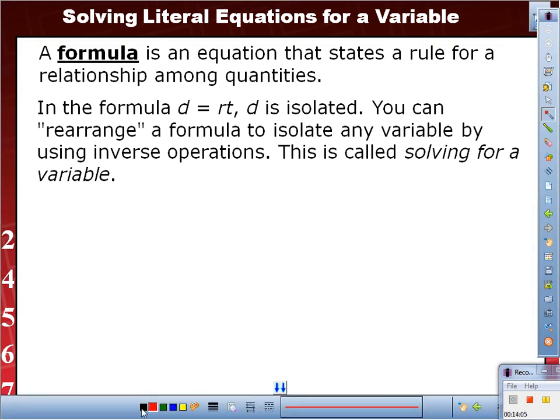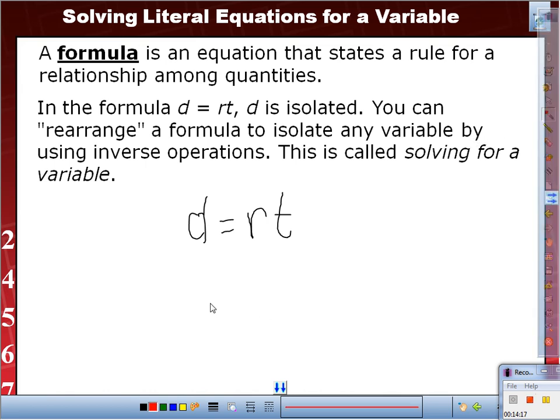So let me elaborate on that. Let me give you this equation: D equals R times T. By looking at it, which variable is by itself? D. That's why we have D as isolated. Remember that word isolated? That's why I've been using that step in our solving equations: isolate the variable. Does that make sense? All right. So in this case, it's solved for D. It's already solved because it's D equals whatever, or it's isolated.